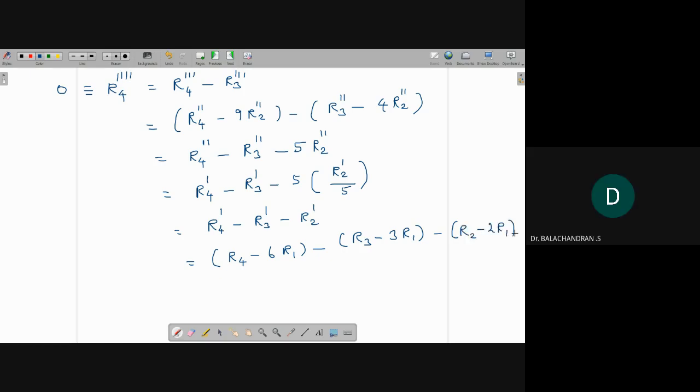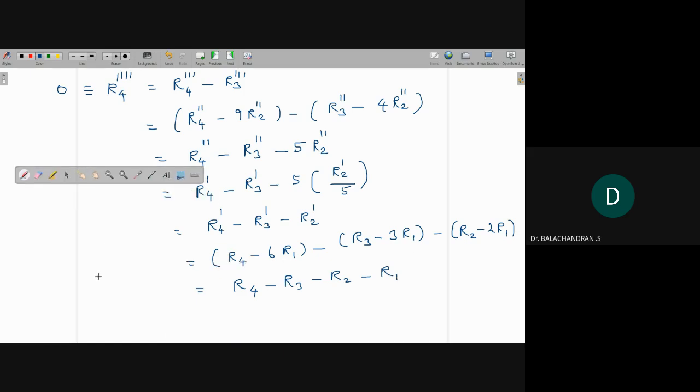Okay, thank you, Paritosh. Now, if you simplify R4, how many R3? Minus R3. How many R2? Minus R2. How many R1? Minus R1. Okay. Thank you.